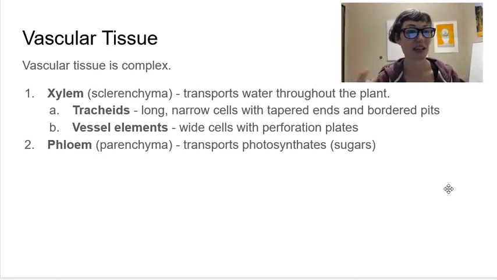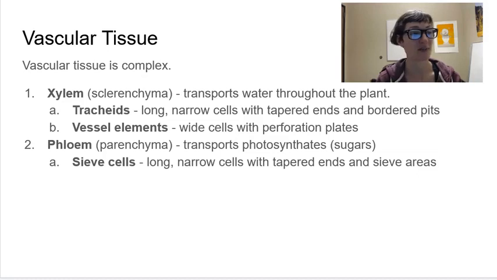So phloem tissue is going to be alive, unlike xylem tissue, which just goes in one direction and is regulated by this sort of cohesion, tension, suction of water. So phloem cells are alive. They're parenchyma cells, and they transport photosynthates, which is a fancy name for the sugars made from photosynthesis.